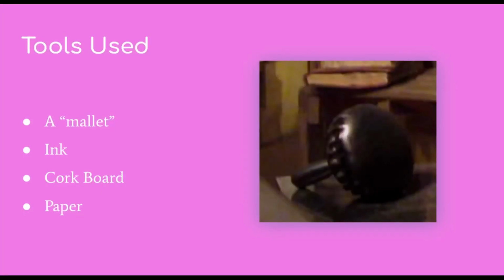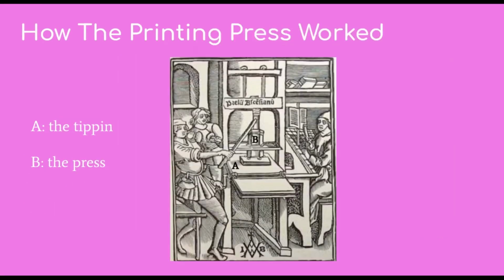Alright, so after talking to my grandfather, I thought I would show you guys how the printing press was used. The tools used was a mallet, ink, paper, and usually they would have a board of words that were carved into cork. How the printing press worked, so at A, that contained your letters in the cork and your paper. It would be rolled under B, known as the press, and the man who has the long stick, he would pull that back, and that's how they were pressed together.